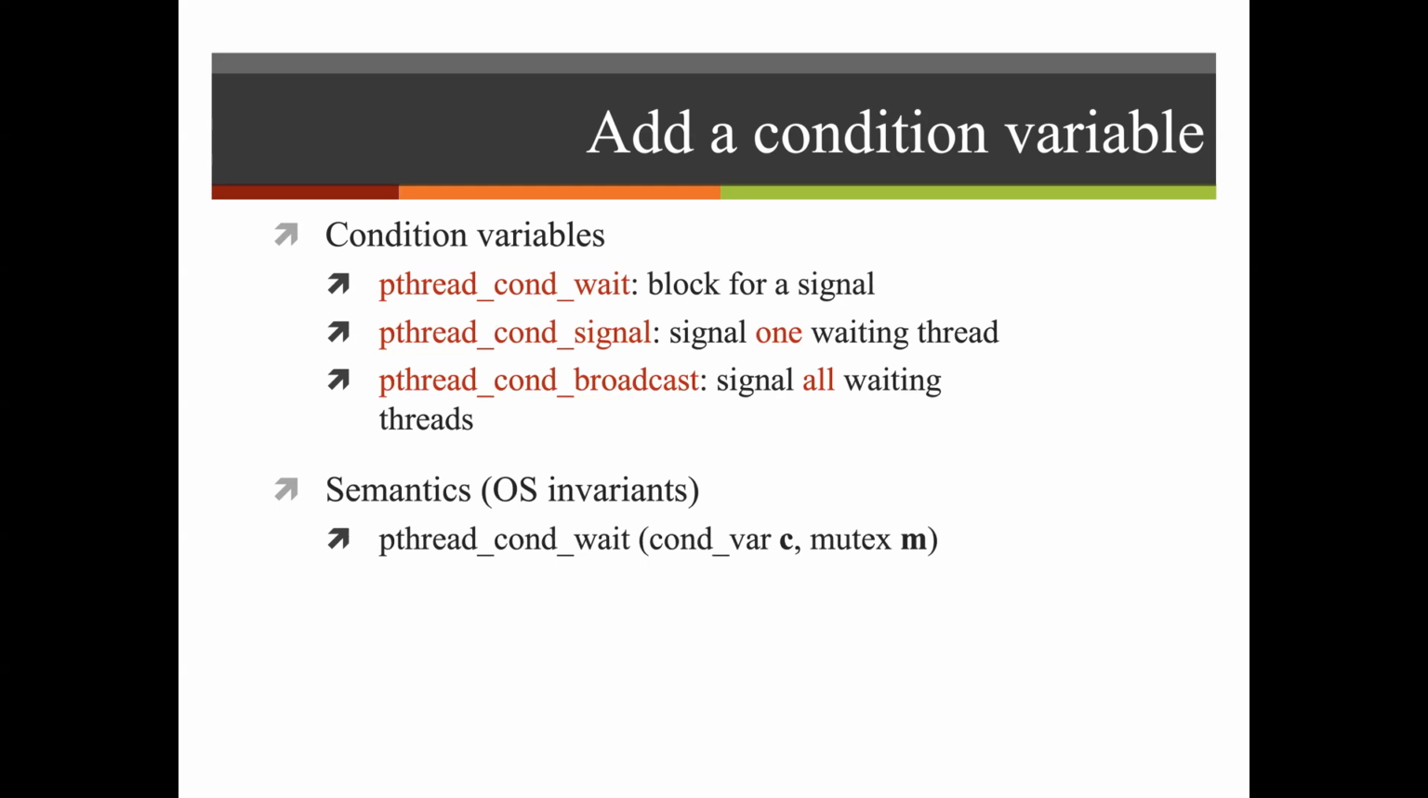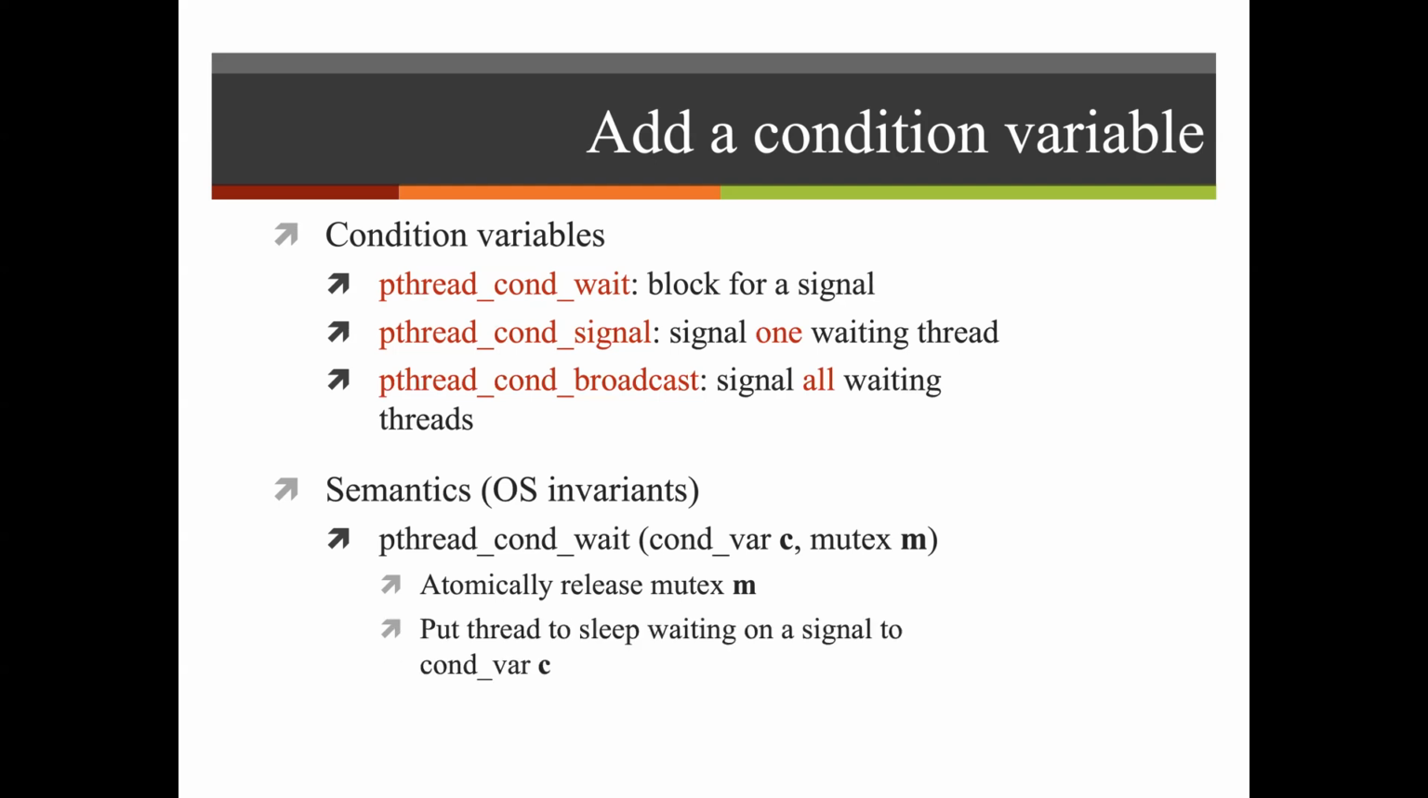And so for some of the semantics for the invariants, we have pthread_cond_wait with the condition variable and mutex, and this will atomically release mutex m and put the thread to sleep, waiting on a signal to condition variable C. And it will automatically relock mutex m on awakening.